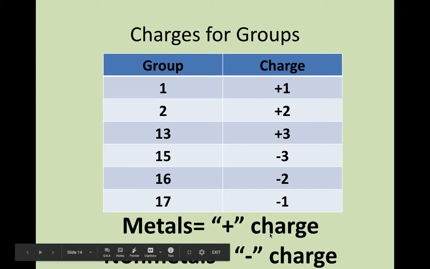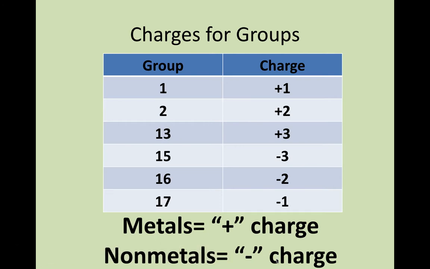So metals, remember, have a positive charge, and nonmetals are going to have a negative charge. Positive are always losing electrons, they're always willing to give them up, and nonmetals are always greedy and they're taking them. So that's why nonmetals have that negative charge and metals have the positive one.